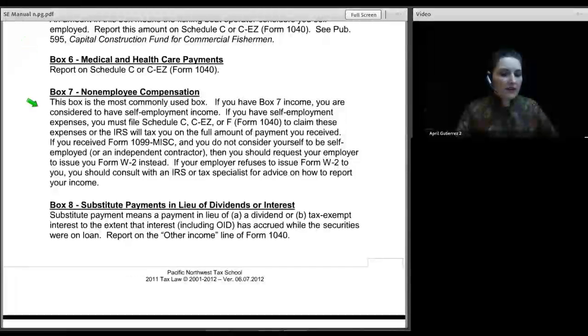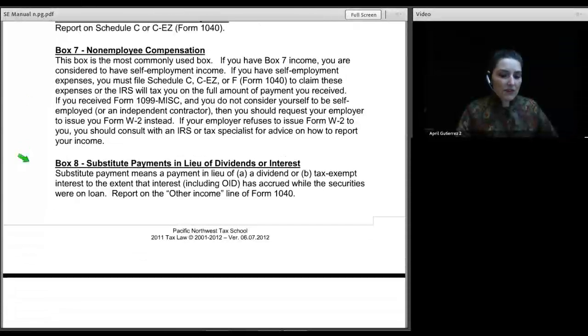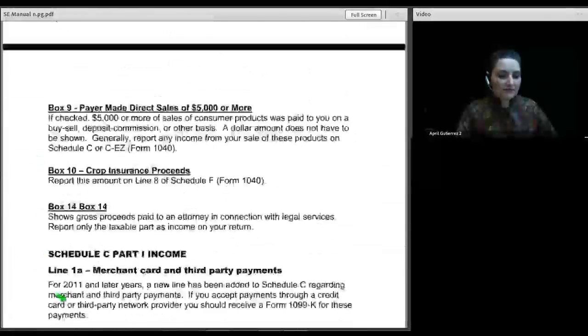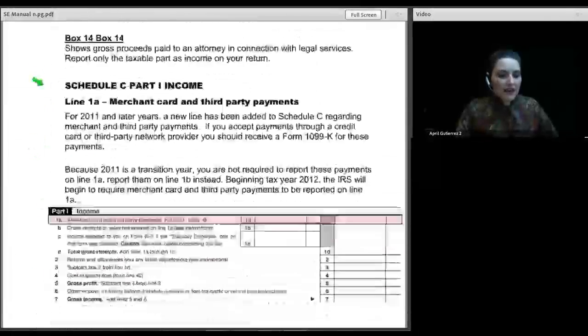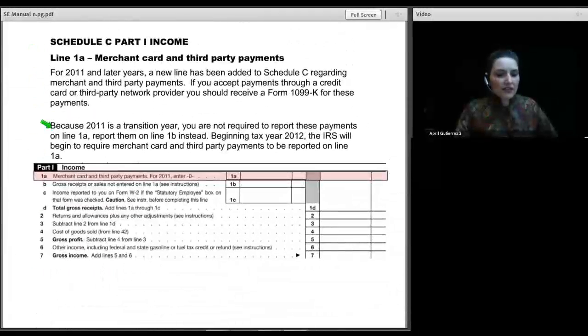Then we have the non-employee compensation, and from our standpoint as tax preparers, this is the box that usually has a number in it. And if there's a number in box 7, it means you need to do a Schedule C, unless it's a farmer. And then we move on to the Schedule C, Part 1. We're looking at line 1A to begin with. The merchant card and third-party payments for 2001 enter 0.